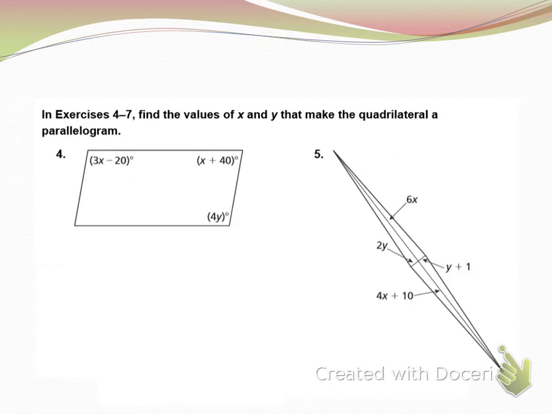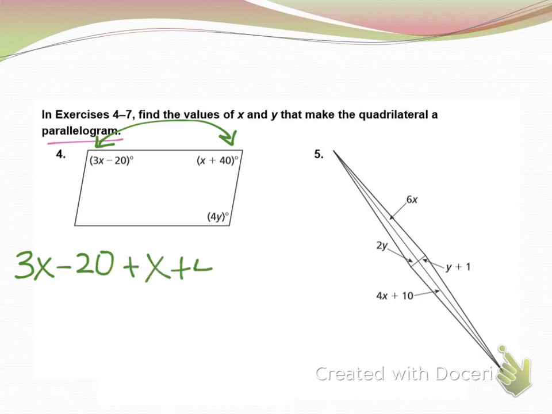Alright, so number 4, this is similar to the homework question you had. We've got angles, so you would want to find the relationship between the variable that is repeated. So we've got x's. Are they opposite angles or consecutive angles? Consecutive angles. So if this is a parallelogram, what do we know about consecutive angles? They add up to 180. So we're going to add them and set them equal to 180.